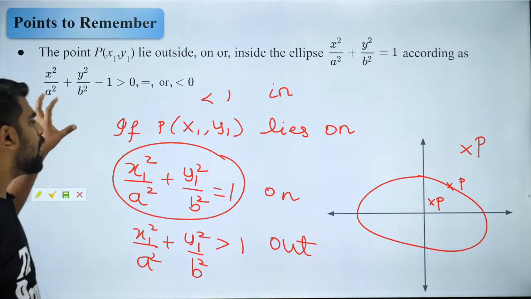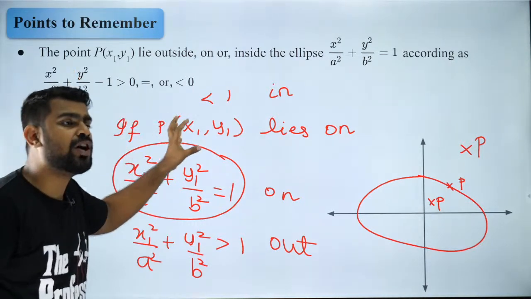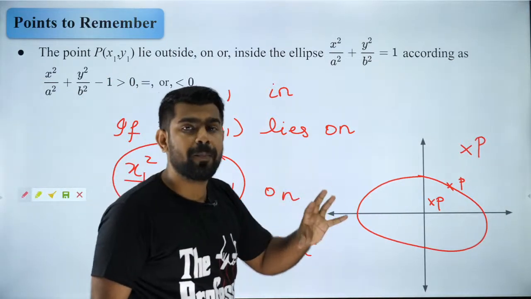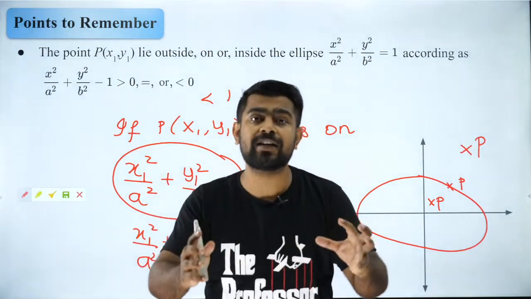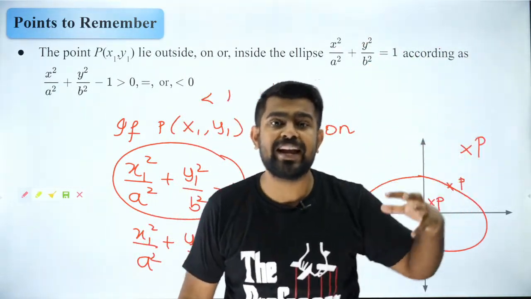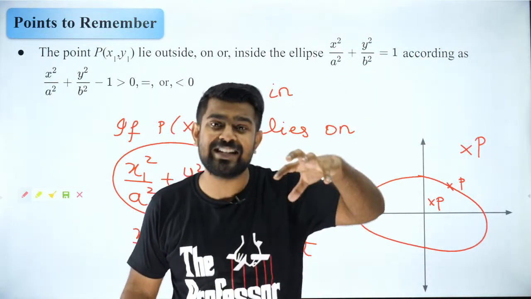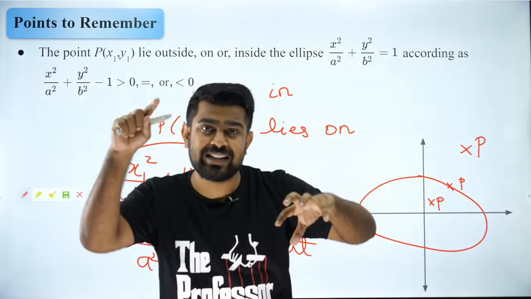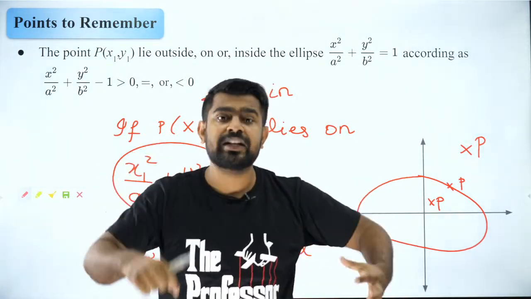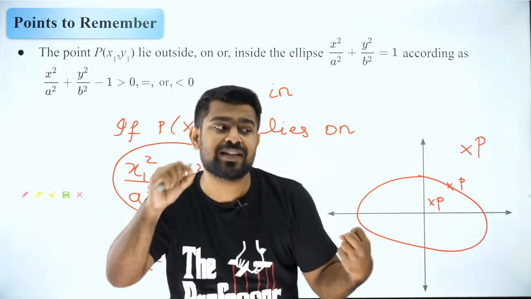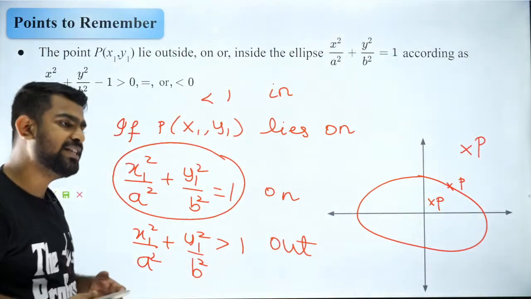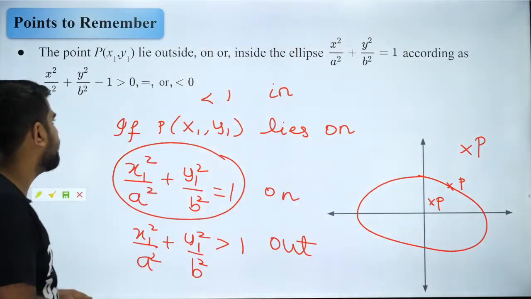So this is the concept for position of a point with respect to an ellipse. What is the topic? The topic is position of a point with respect to an ellipse. If the point is outside the ellipse, then if you substitute the point into the equation, you will get greater than 1. If it is on the ellipse, it will be equal to 1. If it is inside the ellipse, it will be less than 1. Are you all clear with that? Yes? Perfect, guys. Awesome.